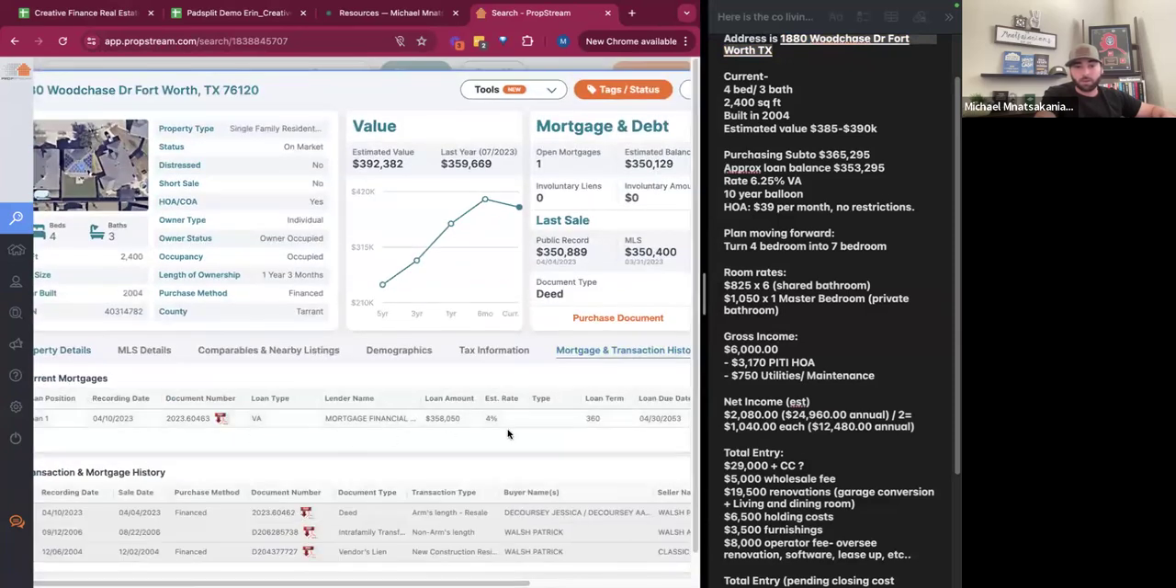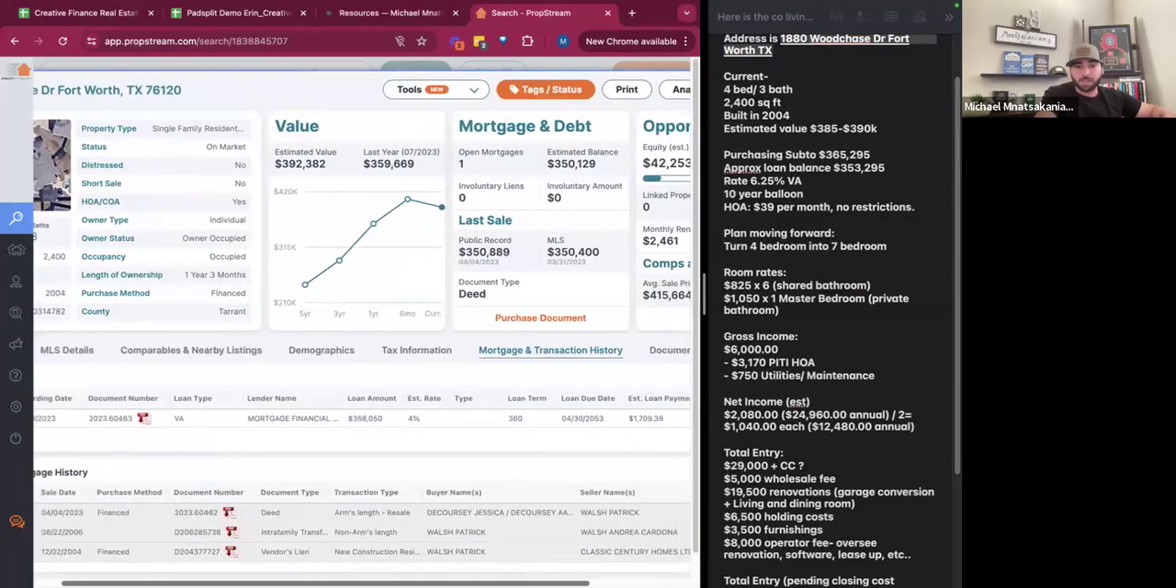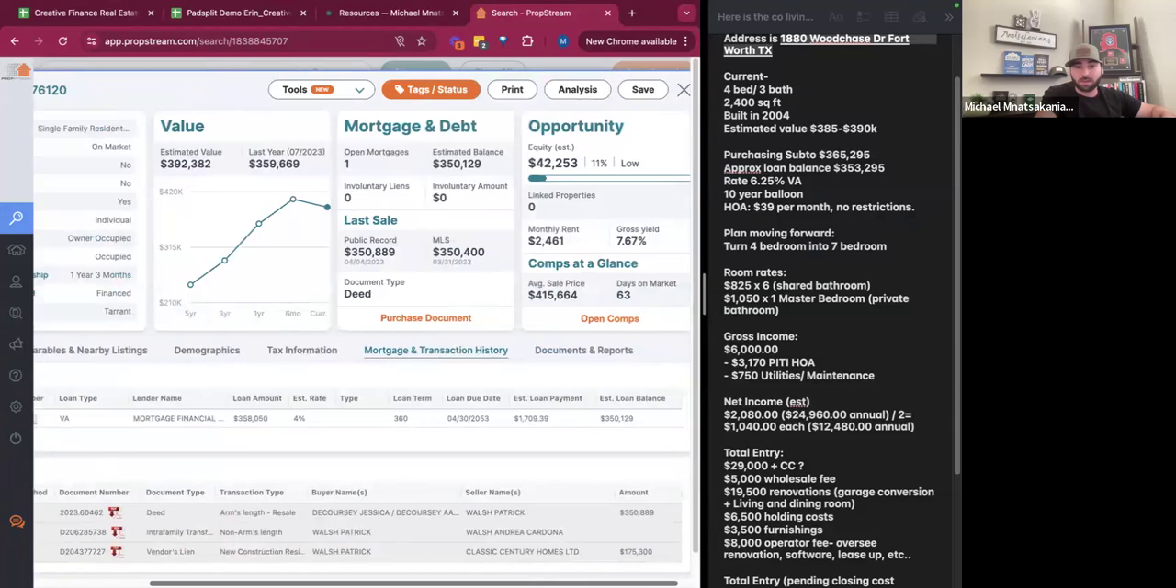We see that either they refinanced or something, but they're saying the estimated interest rate is 4%. Loan amount is 358,050. Estimated loan balance is 350,129. That's kind of in line with this, so that's a good sign. Usually the loan amount, depending on the state, there's a few non-disclosure states, so you'll never know what it was actually purchased for.